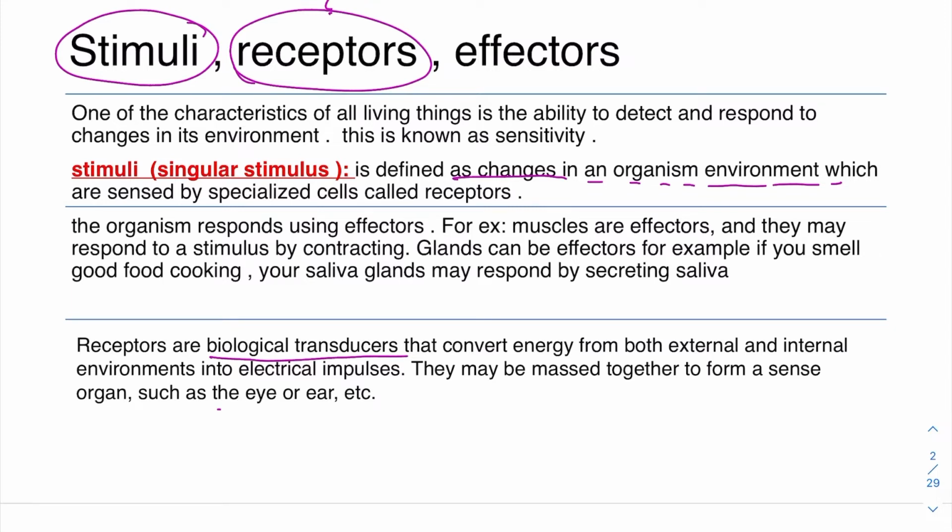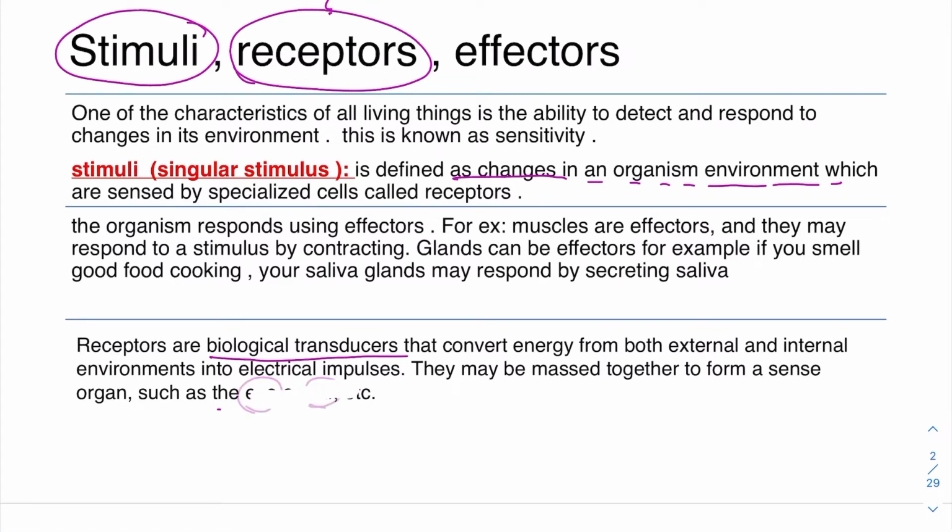So they sense and they convert it to electrical signals, such as, for example, the eye, ear, and even the skin of your hand. It depends on which part of your body you can sense with. For example, skin can sense heat and coldness. So that part is also called a receptor. Or for example, receptors can be big organs like the stomach, the heart, the brain, and so on.